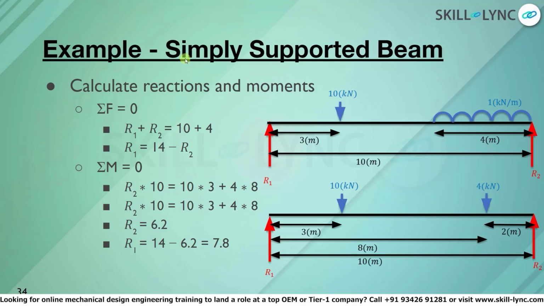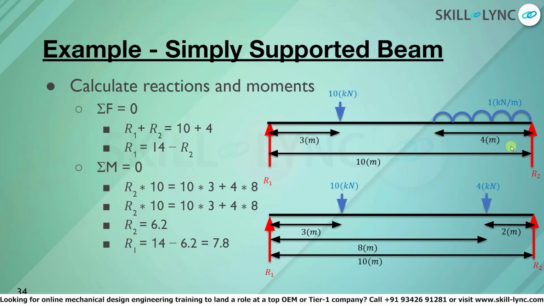And the first step is to resolve the uniformly distributed load into a point load. This is done by multiplying the intensity of the load, which is 1 kilonewton per meter, by the span over which the load acts, which is 4 meters. 1 kilonewton per meter multiplied by 4 meters gives us 4 kilonewton. This 4 kilonewton concentrated load will now act at the center of gravity of this load system, which is at 2 meters. Thus, the concentrated point load of 4 kilonewton acts at 2 meters from R2.